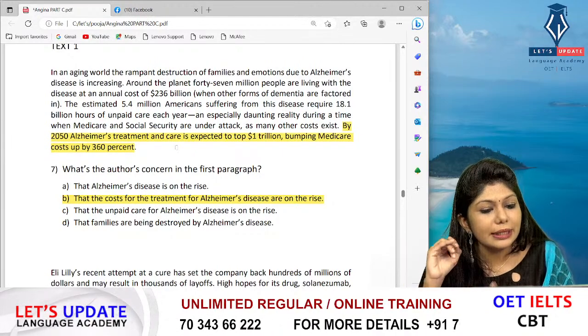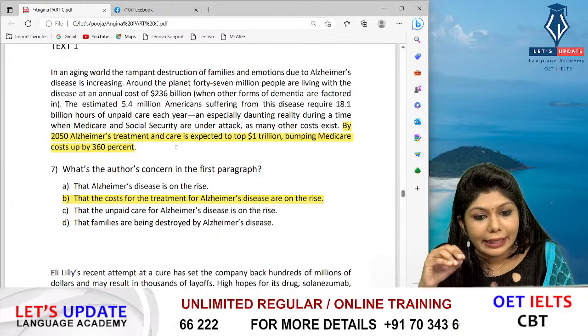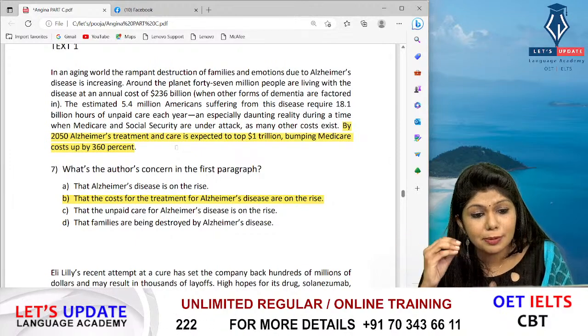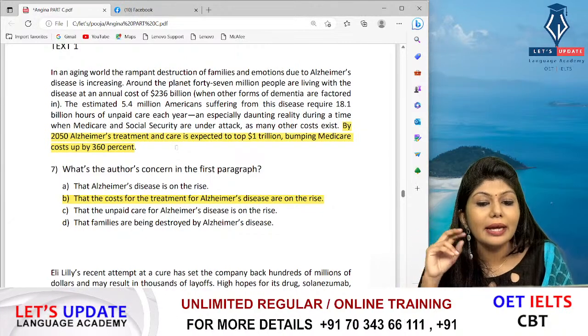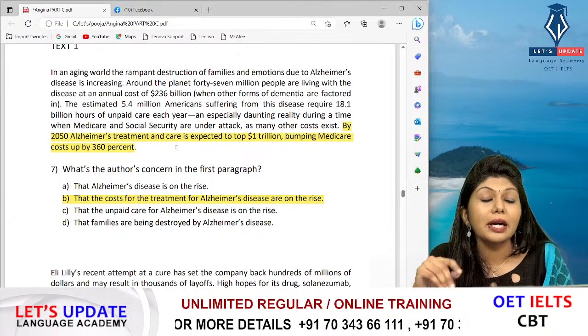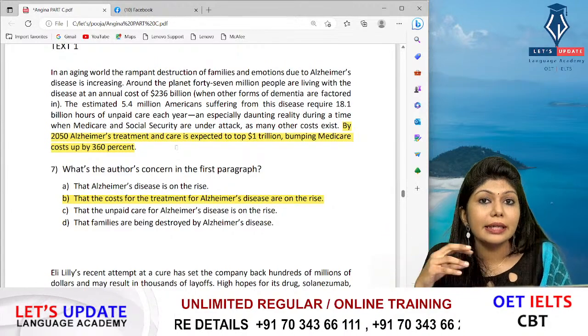And option C, that the unpaid care for Alzheimer's disease is on the rise. No, they are telling that the estimated 5.4 million Americans suffering from the disease require 18.1 billion hours of unpaid care each year. They require, that means that is in the present, not the future.